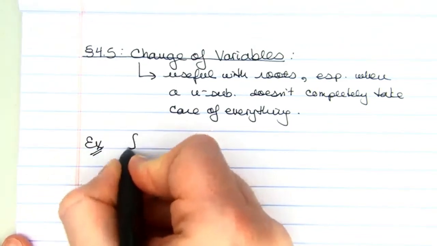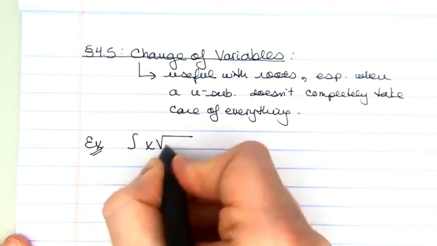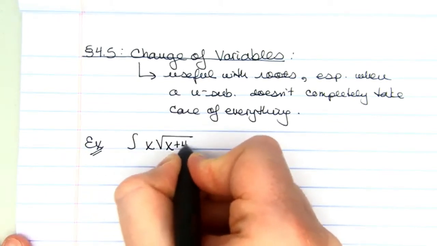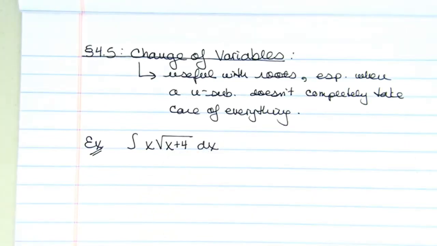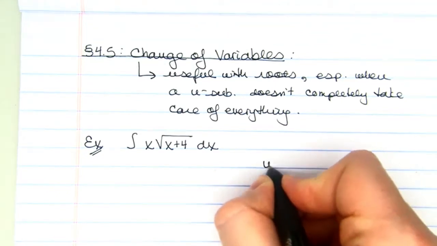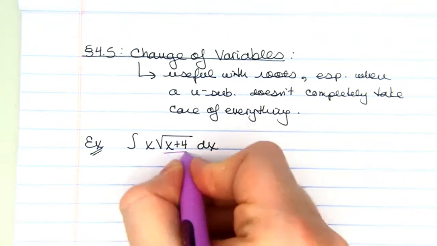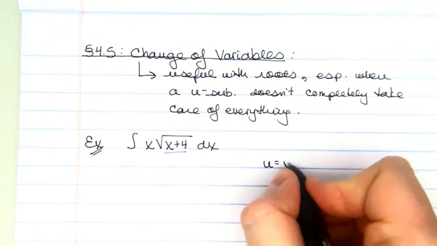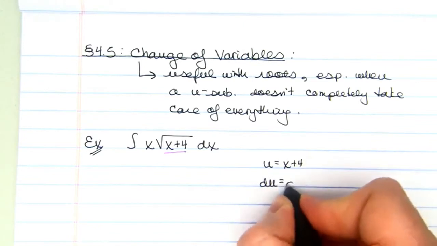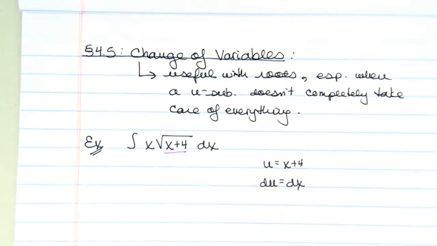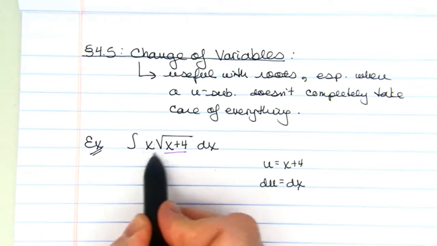For our first example, I want to do the integral of x times the square root of x plus 4 dx. If you were trying to do a U substitution, I want you to tell me the U, the du, and what problem we have. U should be your inside piece. U is x plus 4. Du, derivative of that thing, dx. What's wrong? What's wrong is you have this extra x out front.